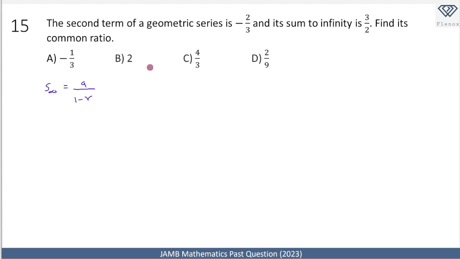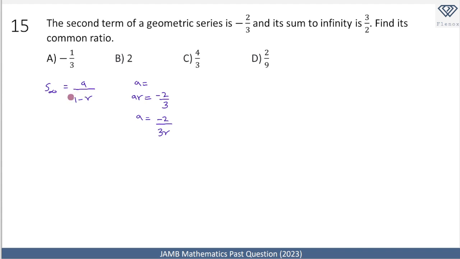Now, but we've not been given the first term. Instead, we've been given the second term. We are told that the second term is minus 2 over 3. The second term is AR, so we know that AR is equal to minus 2 over 3. So definitely we can find the first term. The first term, A, is just going to be, dividing both sides by r, minus 2 over 3r. That is the first term.